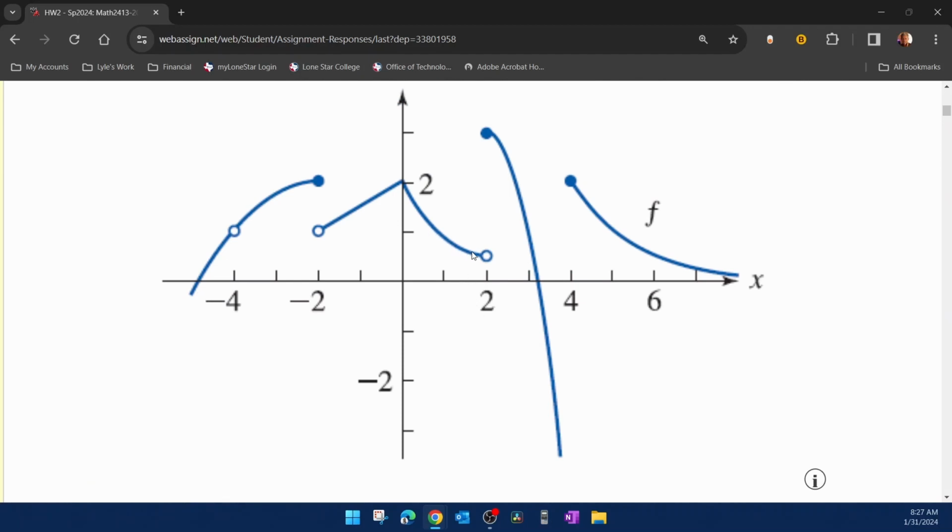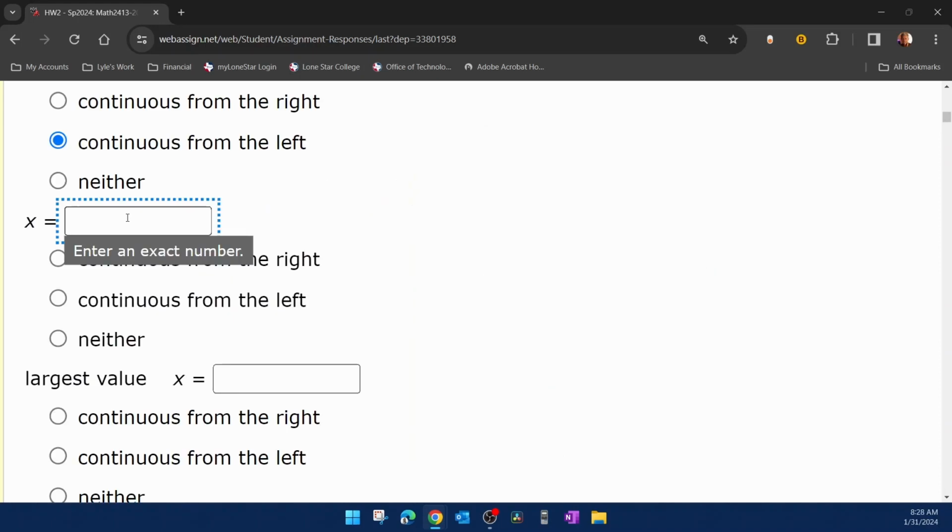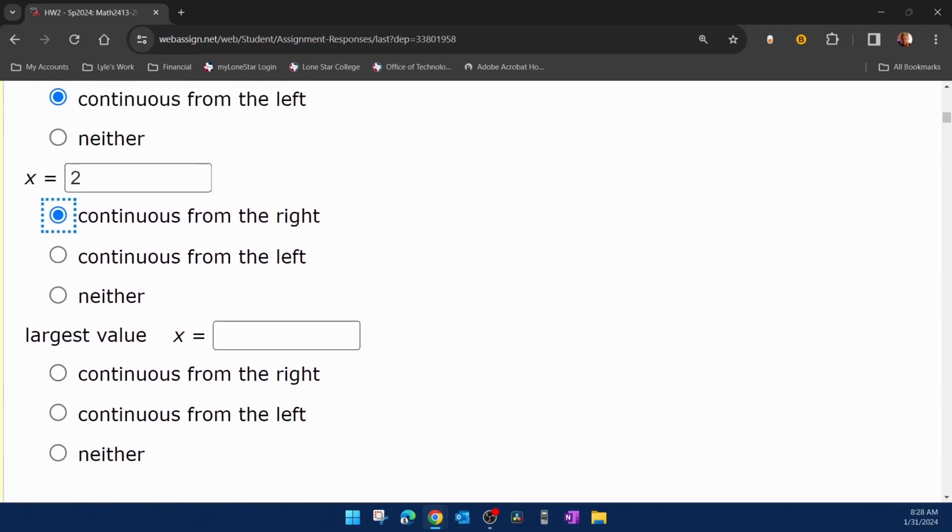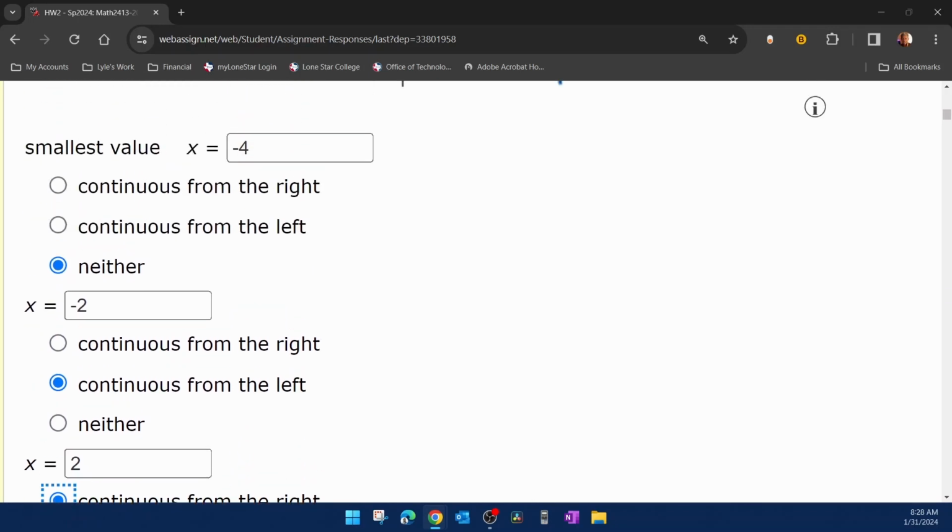And again, this is because the limit doesn't exist. We do not approach the same height from the left and the right. Notice coming in from the right, we do reach a solid dot. So this graph would be continuous from the right at 2. All right, x is 2, continuous from the right. And then notice this is it. This should be the last value where it's discontinuous.